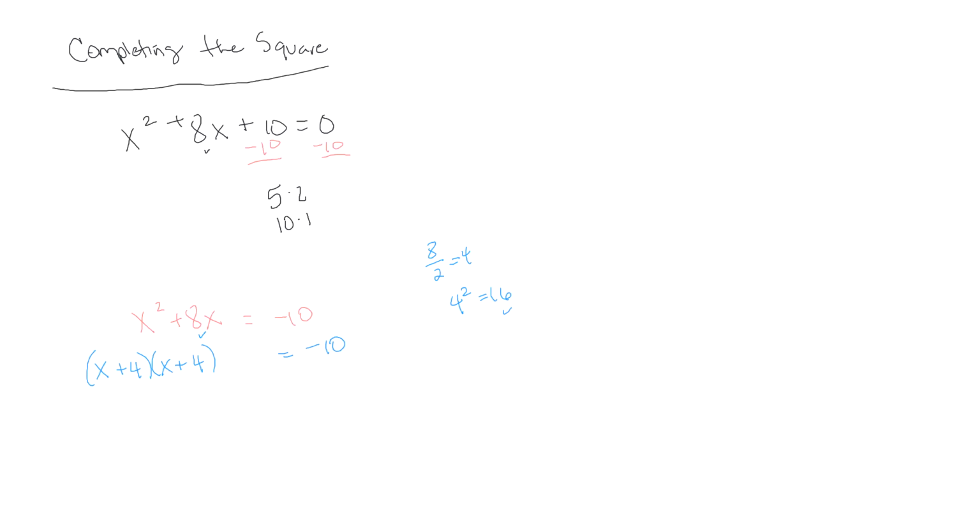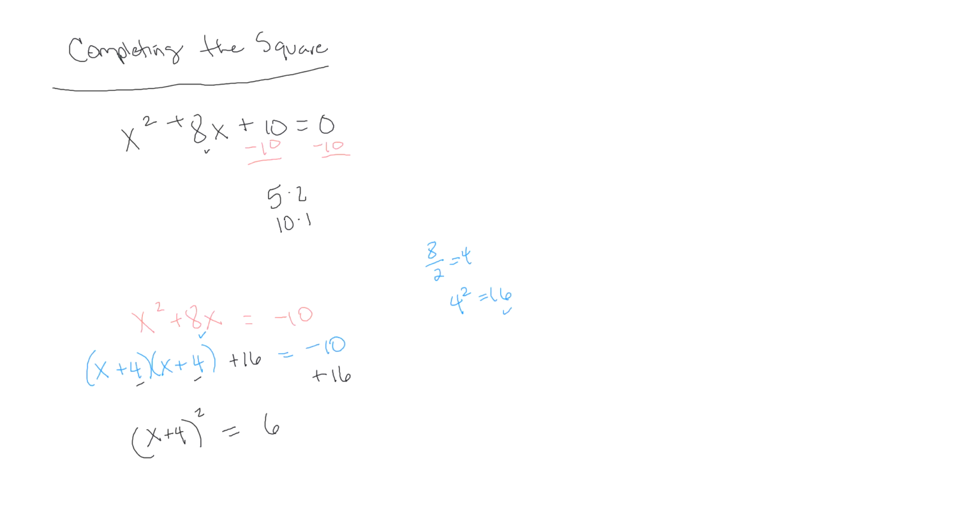So now I'm going to add 16 to both sides. And 16 is what the end part of the perfect square would be. So I have x plus 4 squared. I'm adding 16 here, adding 16 here. Okay, so I have equals 6.